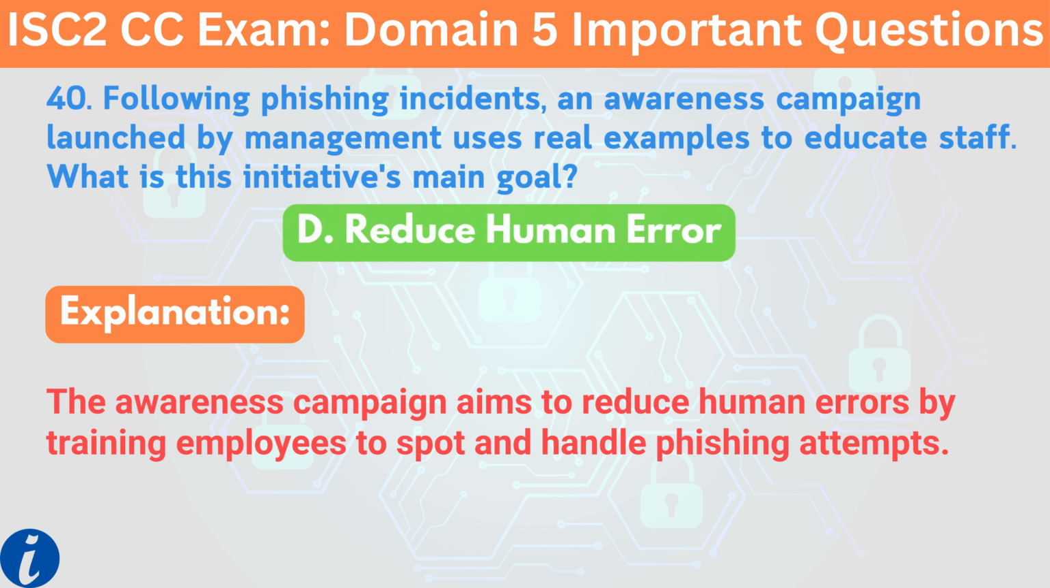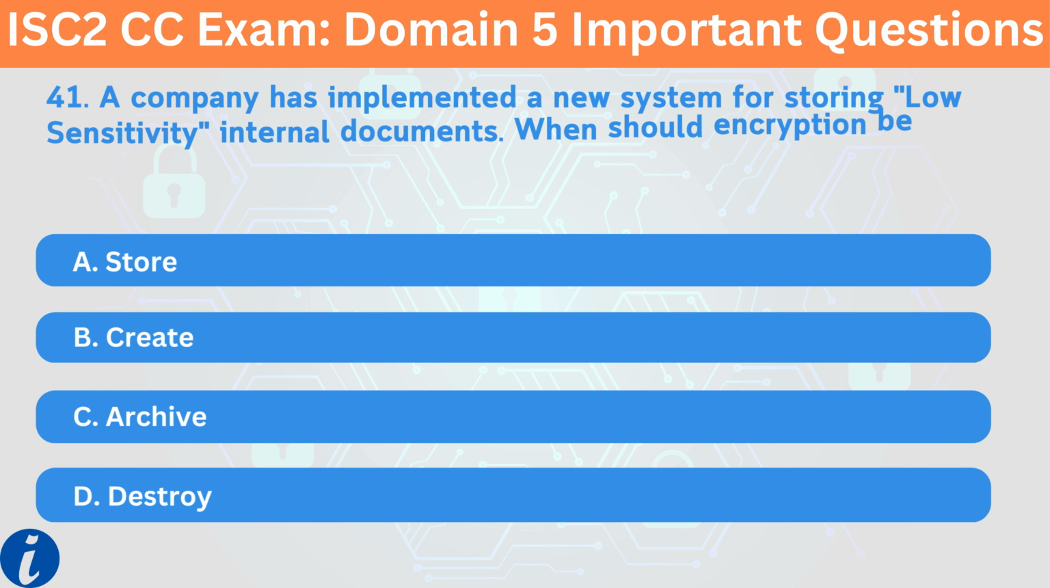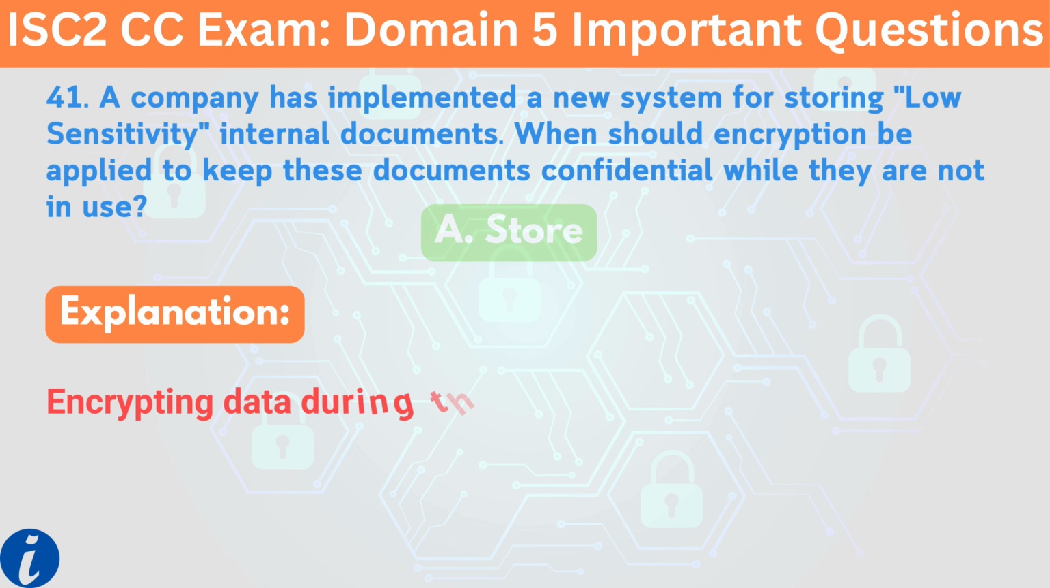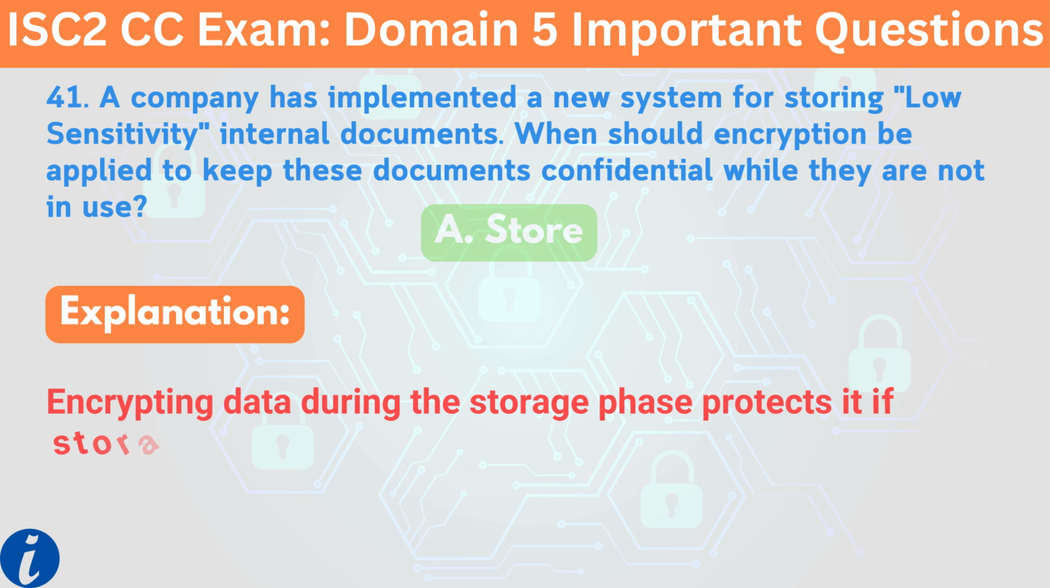attempts. 41. A company has implemented a new system for storing low-sensitivity internal documents. When should encryption be applied to keep these documents confidential while they are not in use? A. Store. B. Create. C. Archive. D. Destroy. The correct answer is A. Store. Explanation. Encrypting data during the storage phase protects it if storage devices are compromised.